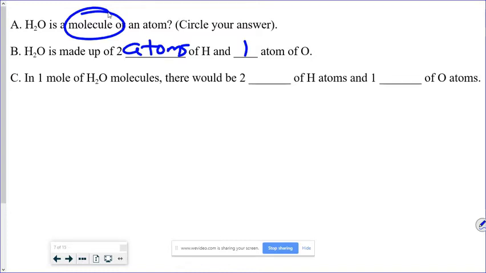In 1 mole of water molecules, there would be 2 blank of hydrogen atoms and 1 blank of oxygen atoms. Well, for every 1 mole of H2O, there would be 2 moles of H. So I'm using the mole shortened version, and I'm using the mole longer version. Either is fine in either blank.